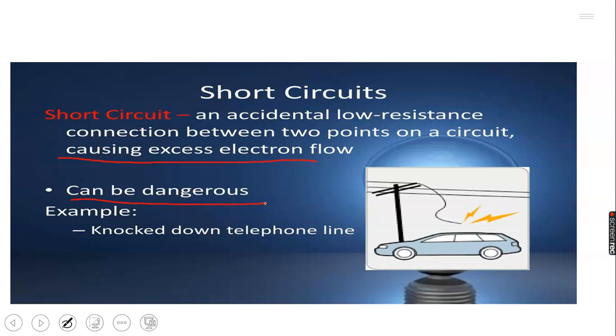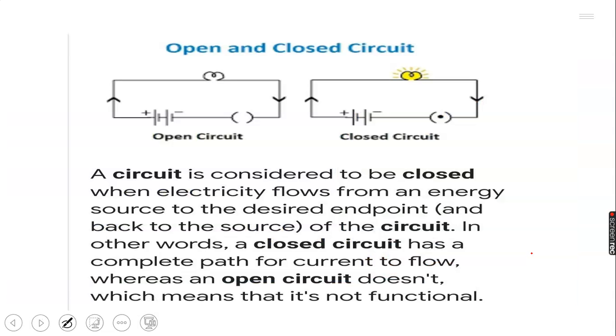An example is when a car knocks down a telephone line. That's when a telephone line is knocked down by a car. Can you see? It can be very, very dangerous. That occurs when there's a short circuit causing excess electron flow.